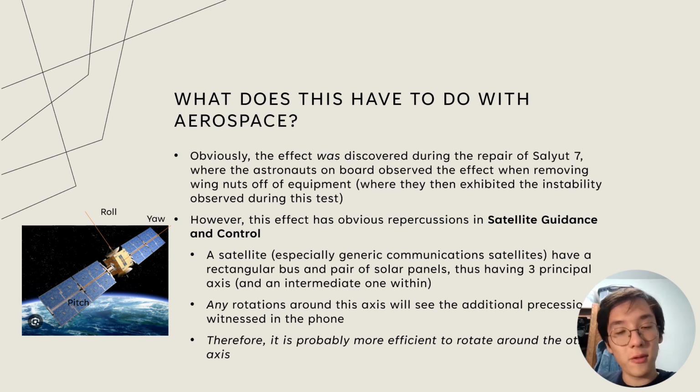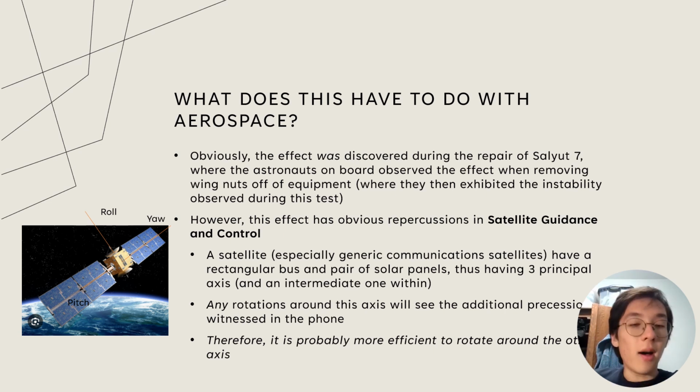So, of course, this is all well and good. This is very interesting to know how a phone behaves. However, we of course have to link this to aerospace. So obviously there is a direct link in the fact that this effect was discovered during the repair of a Soviet space station. The reason why it was discovered is because a lot of the hardware on that space station is held on using a wing nut, which is a very special type of nut with a couple of lobed ears, which has those three principal axes. So whenever it was rotated around the roll axis, that was actually the intermediate axis. So you saw that same unstable behavior that my phone demonstrated.